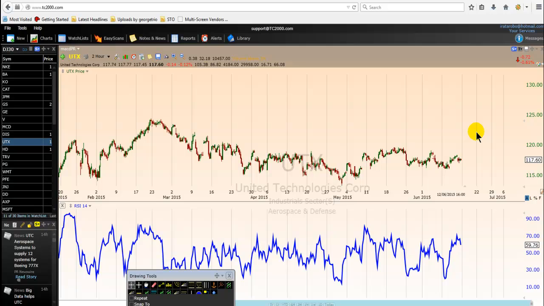The relative strength index indicator compares the magnitude of recent gains to the magnitude of recent losses. When the magnitude of recent gains is higher than the magnitude of recent losses, the RSI will be above the 50 level. I'm going to put the 50 level on my chart here. On the other hand, when the magnitude of recent losses is higher than the magnitude of recent gains, the RSI will be below the level of 50.